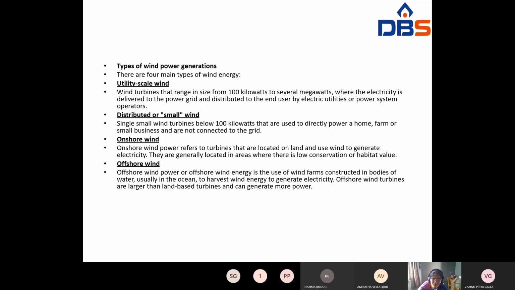Offshore wind. Offshore wind power uses wind farms constructed in bodies of water. Offshore means nothing but seashore, so on the water, usually in the ocean. To harvest the wind energy, whenever you place the windmills on bodies of water and ocean, that type is nothing but offshore. Offshore wind turbines are larger than land-based turbines and can generate more power. Compared to onshore wind power generation, offshore wind power generation will generate a large amount of electrical energy.